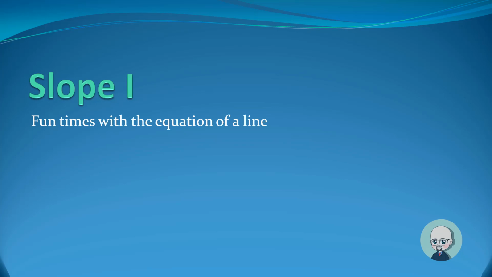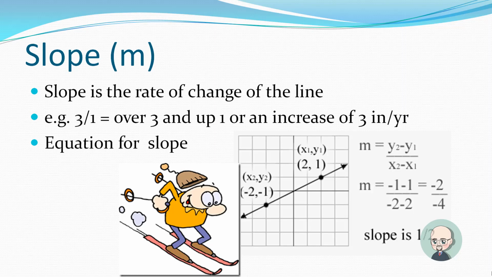First, we're going to talk about some fun times with the equation of a line. All right, that's what slope is. You see there a skier going down a ski slope. Okay? Slope is represented by the variable m. Slope is the rate of change of the line. So 3 over 1 would be over 3 and up 1, or an increase of 3 inches per year.